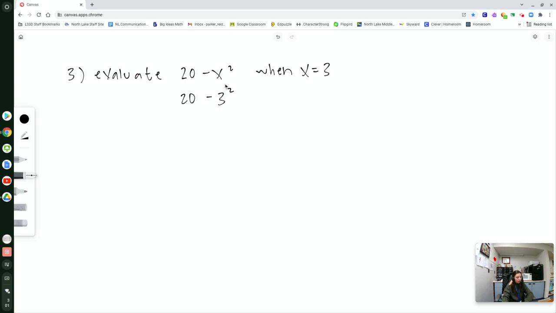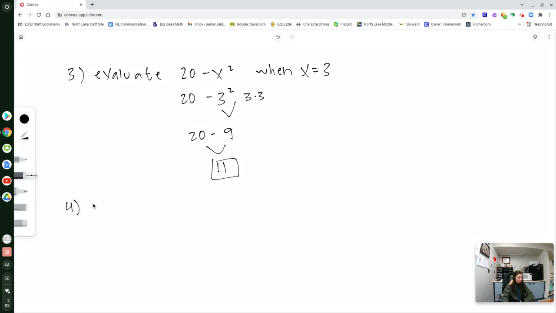And then I do need to evaluate this in GEMDAS order. That means exponents come before subtraction. 3 squared means 2 3's multiplied together, 3 times 3, which is 9. So I have 20 minus 9, which is 11. So the value of this expression when x is 3 is 11.